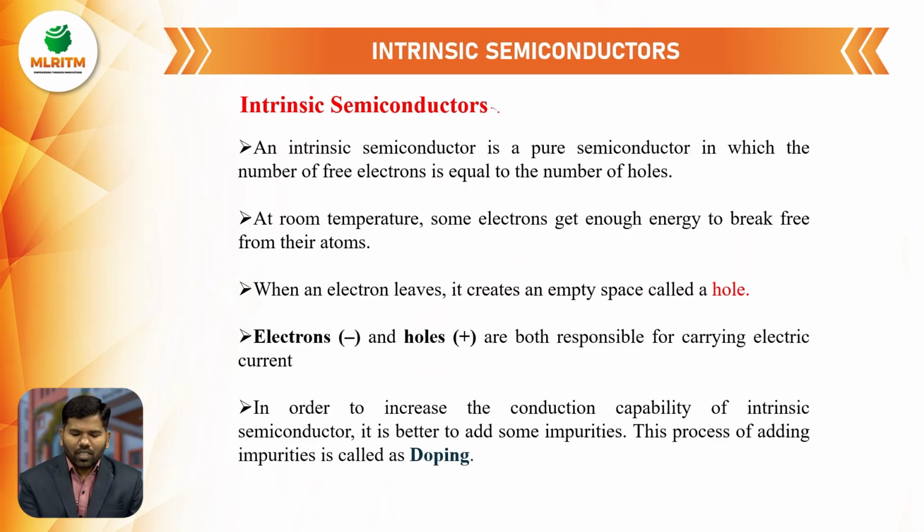First we have to see the intrinsic semiconductors. A pure semiconductor is called an intrinsic semiconductor. In an intrinsic semiconductor, the number of free electrons is equal to the number of holes. When an electron leaves from one place to another place, this empty space is assumed as a hole, which can be represented with a positive charge.